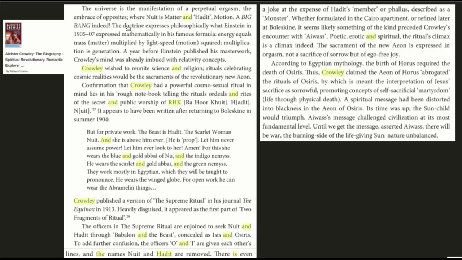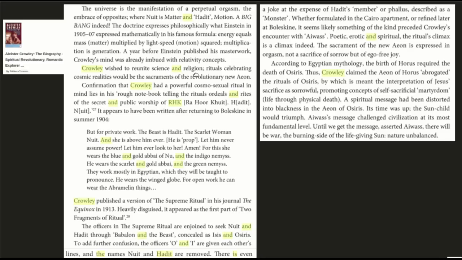A big bang indeed. The doctrine expresses philosophically what Einstein in 1905 through 1907 expressed mathematically in his famous formula: energy equals mass, matter in parentheses, multiplied by light speed motion squared. Multiplication is generation. A year before Einstein published his masterwork, Crowley's mind was already imbued with relativity concepts. Crowley wished to reunite science and religion. Rituals celebrating cosmic realities would be the sacraments of the revolutionary new Aeon.